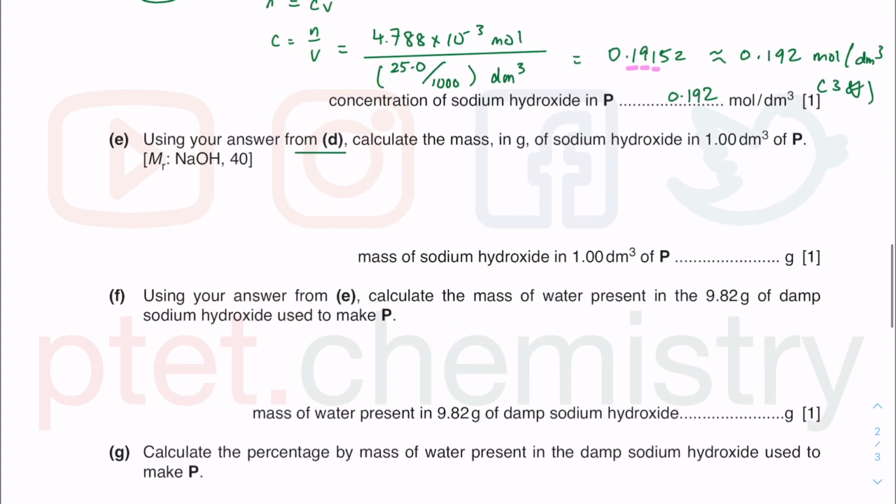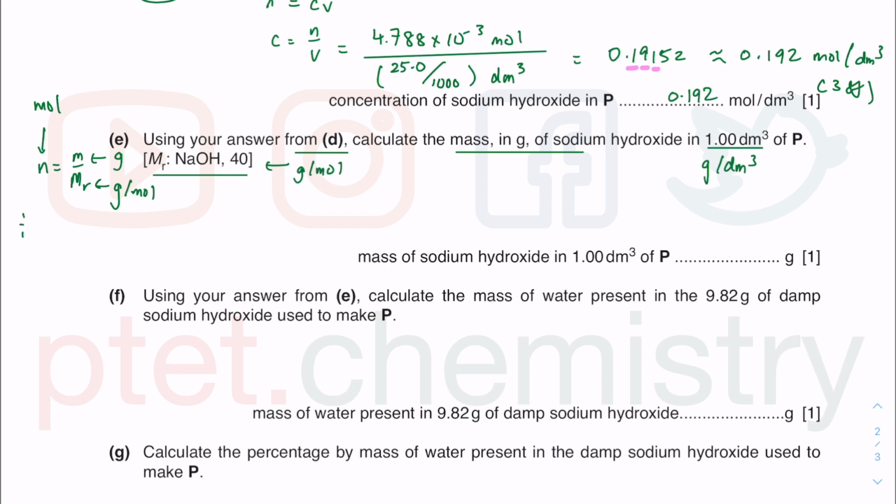Using your answer from D, so that was mole per dm cube, you want the mass in gram in 1 dm cube. The mass in 1 dm cube is gram per dm cube. Mass concentration is how much mass of the solute is dissolved in 1 dm cube of the solution. You're given the MR, this is in gram per mole. As you know, mole equals mass over MR, so the mass is in gram, the MR is in gram per mole. 1 mole of something has a mass of something in gram. That is the definition of MR there.